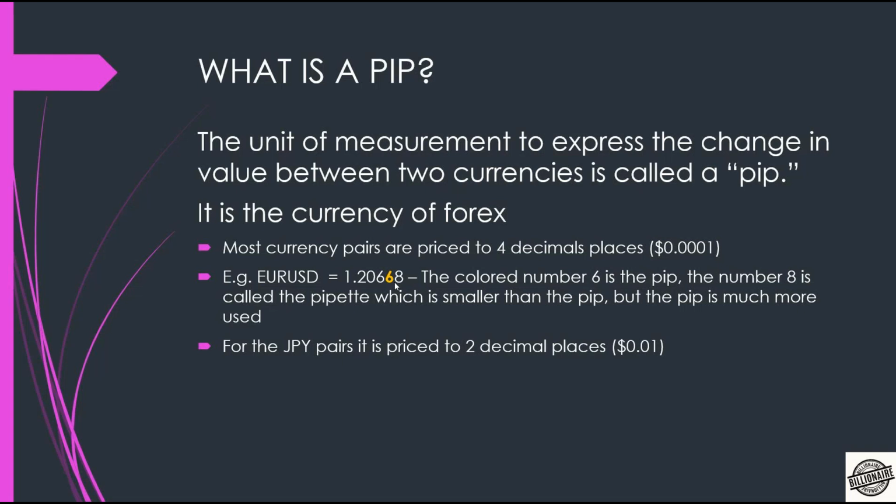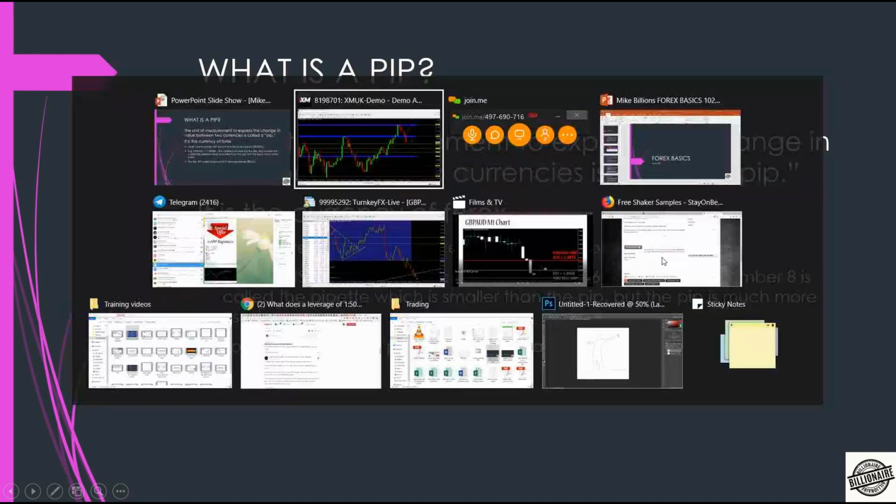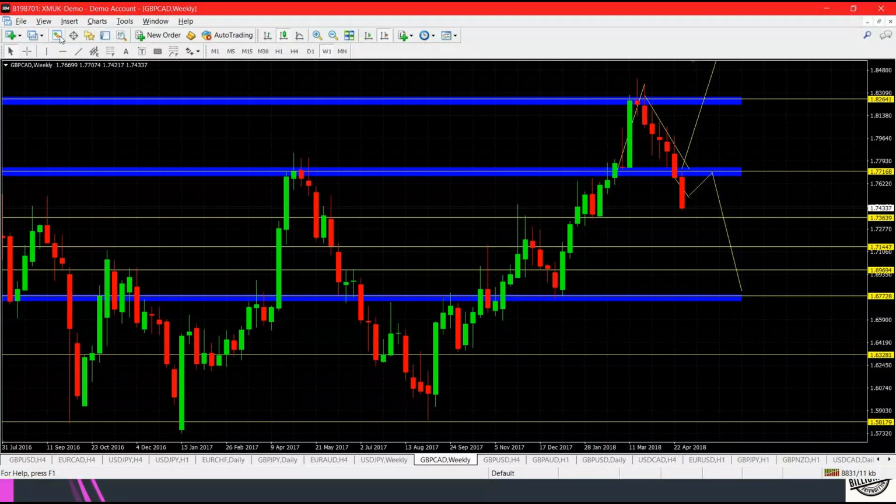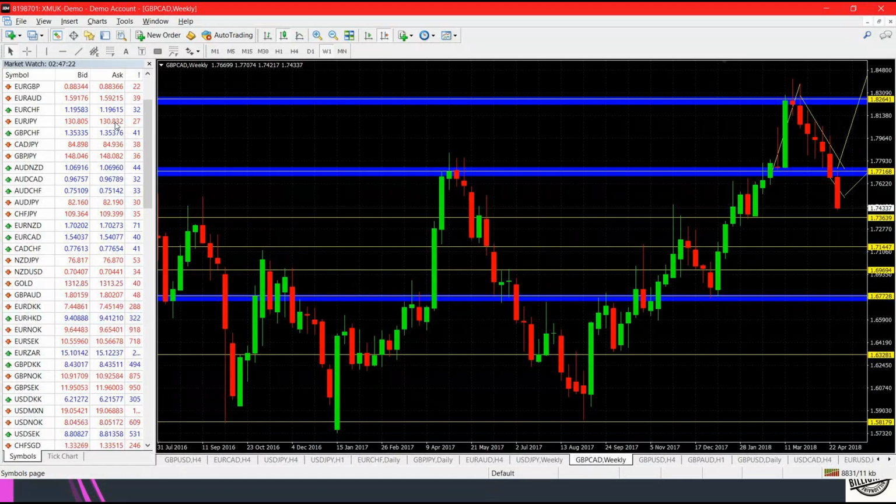Now, before that, most currency pairs are priced to 4 decimal places, like 0.0001. I'll show you what I mean by that. If I come here, most of them are priced to 4 decimal places, some to 3 decimal places, some to 2 decimal places. Another thing is that it depends also on your broker. Your broker can price theirs to 5 decimal places.